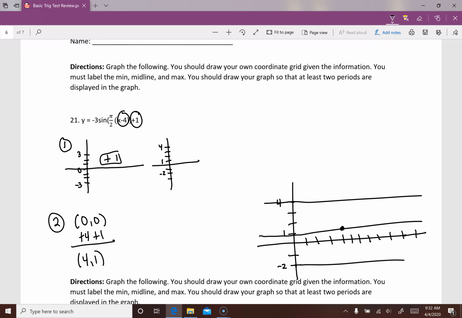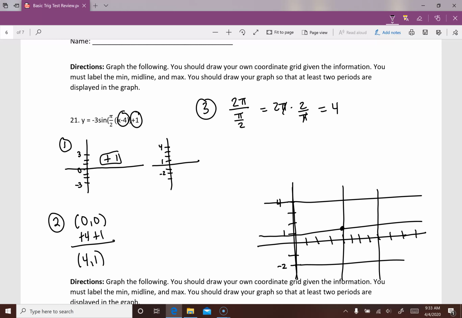All right, step 3 is going to be to find my period. My period is going to be 2 pi over 2, which is equal to 2 pi times 2 over pi. Pi's cancel, and I'm left with 4. So I'm going to do my period line: 1, 2, 3, 4. 1, 2, 3. Let's go the other direction. 1, 2, 3, 4. Okay.